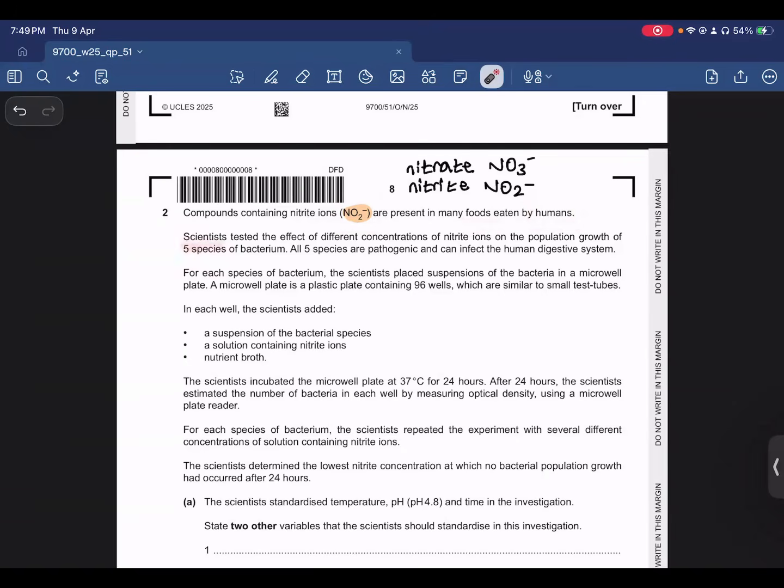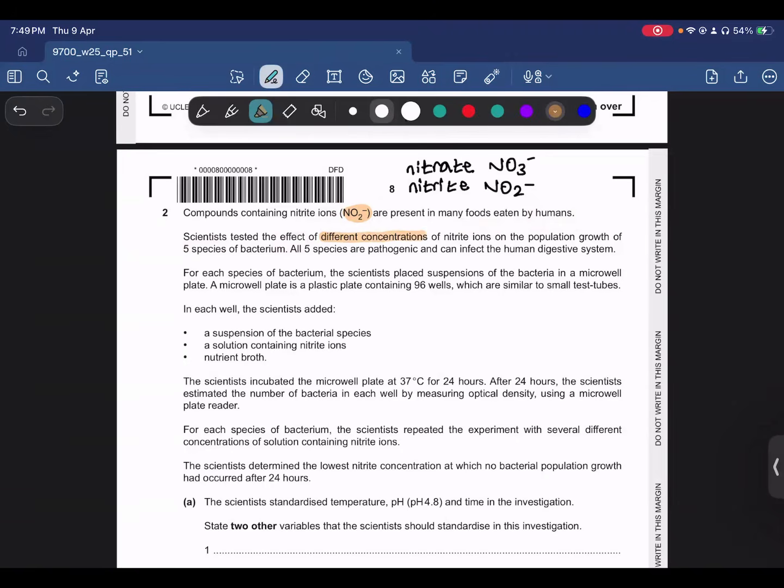साइंटिस्ट ने क्या किया, इन्होंने टेस्ट किया the effect of different concentrations of nitrite ions on the population growth of 5 species of bacterium. मतलब उनको देखना था कि कितना ज्यादा परसेंटेज ग्रोथ हो रहा है या पॉपुलेशन का ग्रोथ हो रहा है अलग अलग बैक्टीरिया की ही स्पीशीज पे जब उनको डिफरेंट डिफरेंट नाइट्राइट आयंस की कंसेंट्रेशन से एक्सपोज किया जाए. All 5 species are pathogenic and can infect the human digestive system.